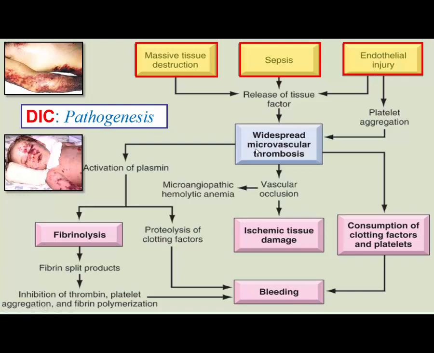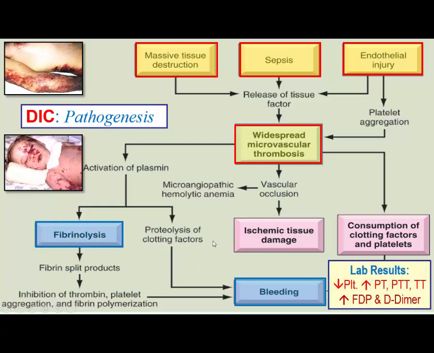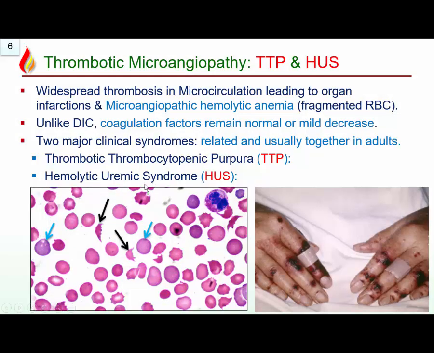release tissue factor, widespread microvascular thrombosis, leading to ischemic tissue damage, consumption of coagulation factors, ultimately leading to extensive bleeding, and also fibrinolysis. All this together leads to decreased platelets and increased PT, PTT, thrombin time, all abnormal, and increased fibrin degradation products and D-dimer. Okay. Now briefly, what is thrombotic thrombocytopenic purpura, TTP, and HUS, hemolytic uremic syndrome?